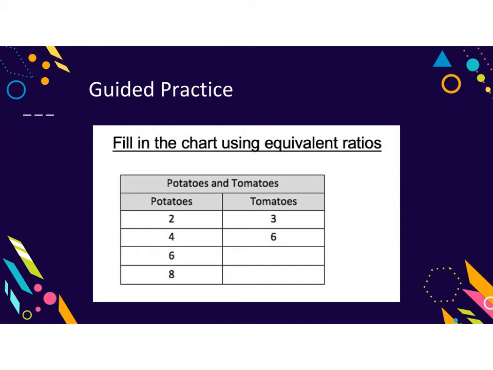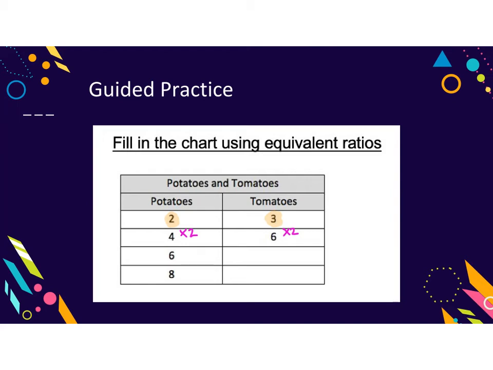This time we will be finding equivalent ratios by filling in the chart provided. We have potatoes to tomatoes. So there are 2 potatoes to 3 tomatoes. That is our original ratio. And then each time we will be finding an equivalent ratio to that. So to get from 2 to 4 for the potatoes, we multiplied by 2. To get from 3 to 6, we also multiplied by 2. So our equivalent ratio is 4 to 6.